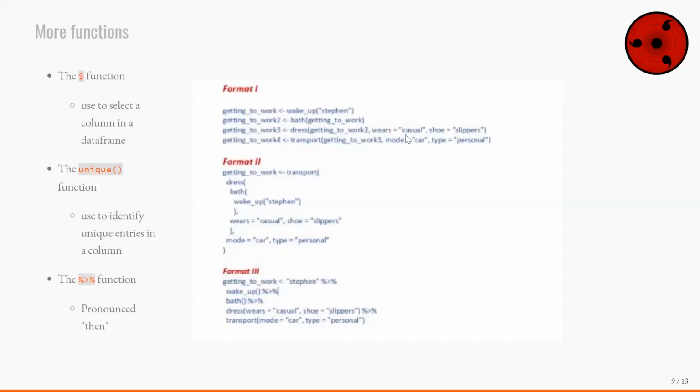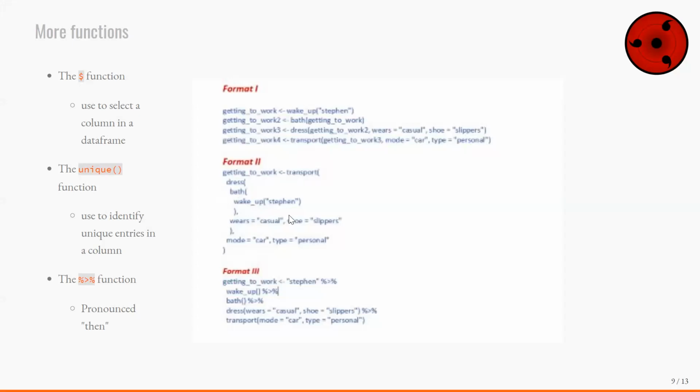All right? Recall that we said all these other options are called arguments. So the mode is that I use a car, and the type of car that I'm using is a personal one. This really looks straightforward, but I'm having to save so many things: getting_to_work 1, 2, 3, 4, just because I want to document the steps it takes me to go to work. Naturally, I can use the second format just by linking all of them together. But this is more or less like inside out. You have to read it from the middle. Wake up Stephen, which is now surrounded by bath, which is then surrounded by dress, and then finally surrounded by transport. Again, it looks complicated, difficult to read.